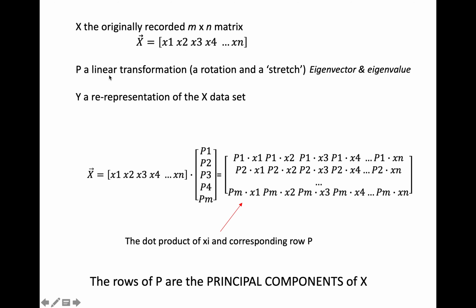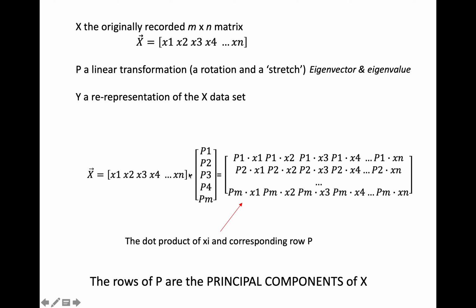I can apply some sort of linear transformation to that matrix, which means I can rotate it and stretch it using additional vectors. So a vector that tells me how to rotate my data, the eigenvector, and how to stretch my data, the eigenvalue, to get a new matrix Y, which is a re-representation of that X data set. Okay? So this is where the math gets tricky.